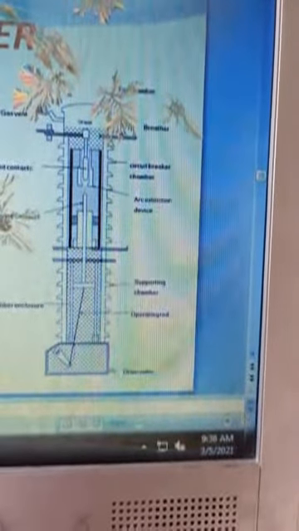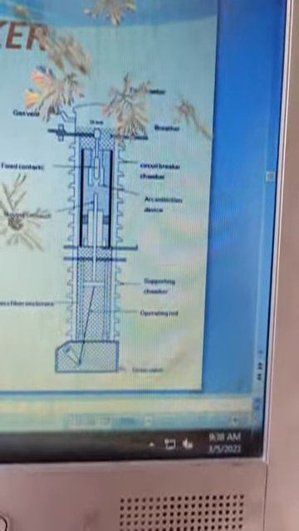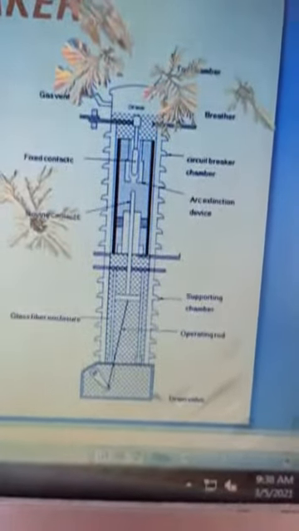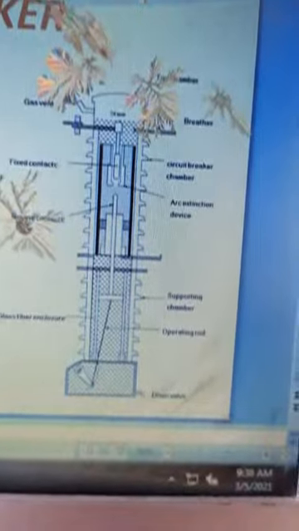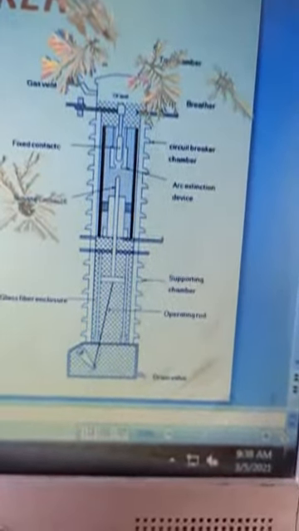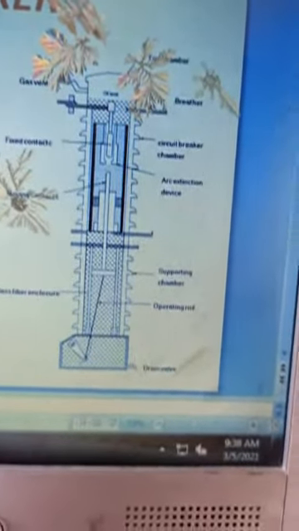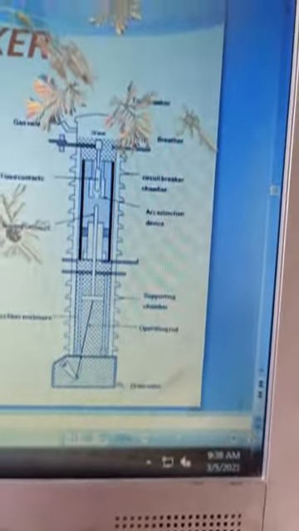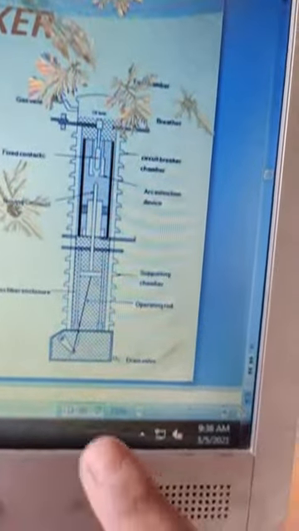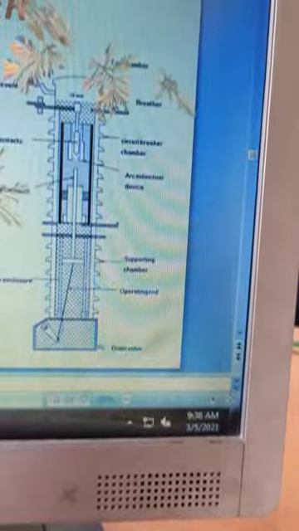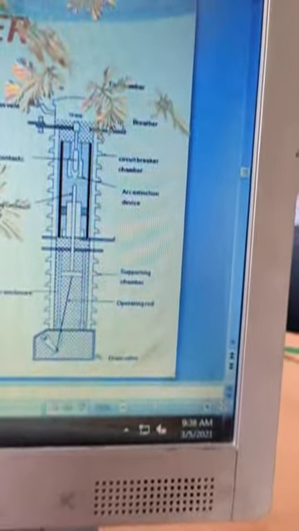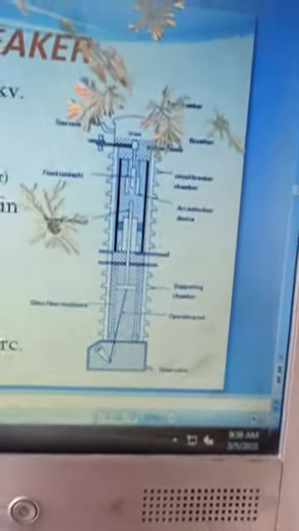One pole of a 3-pole outdoor minimum oil circuit breaker is shown here. So there are two chambers, separated from each other but both filled with oil. The upper chamber is the arc extinction chamber, and the lower chamber is like a dielectric support.